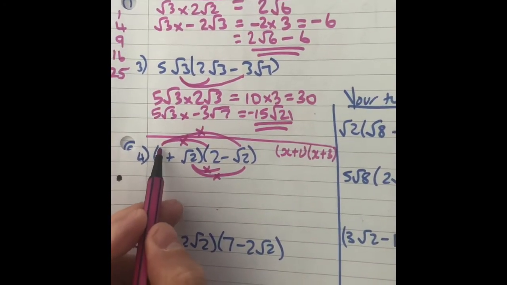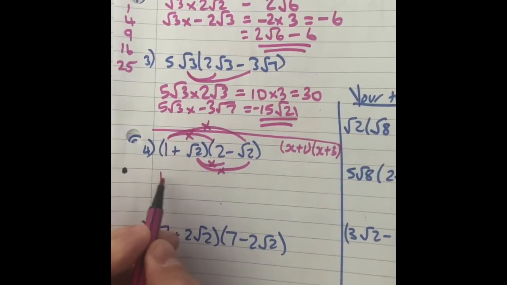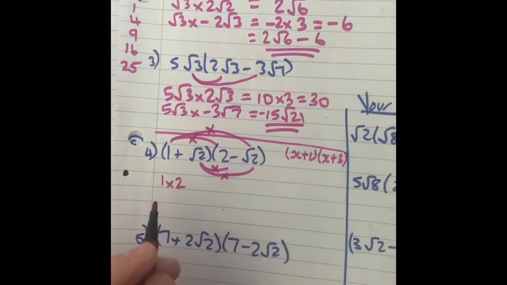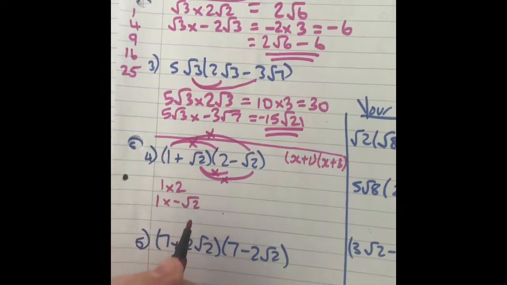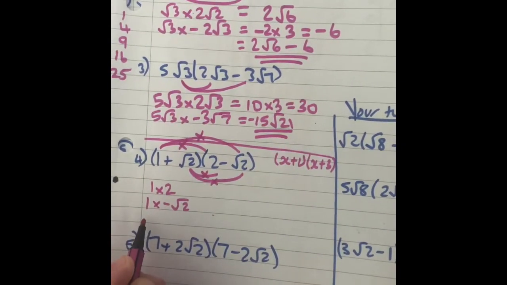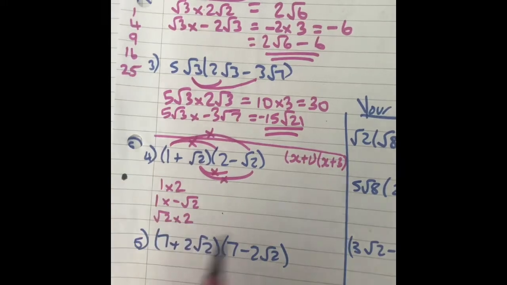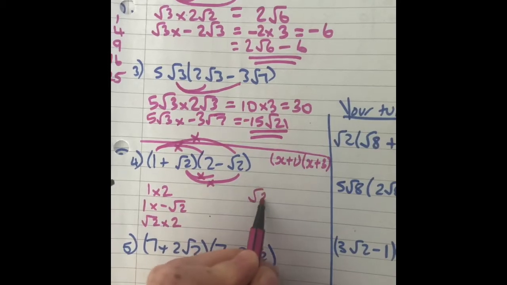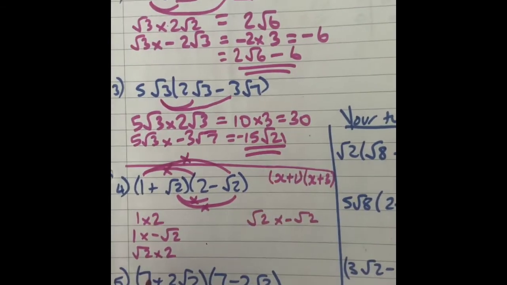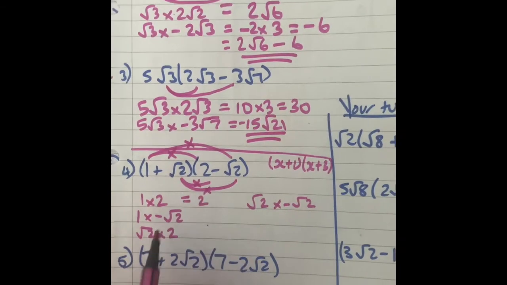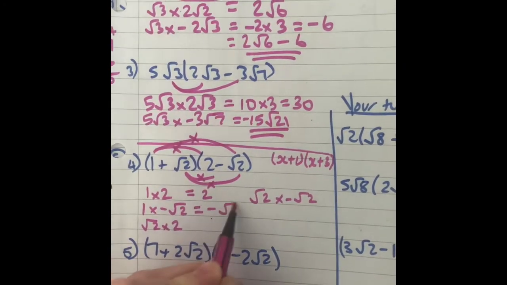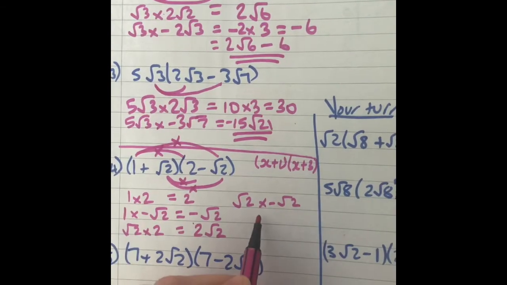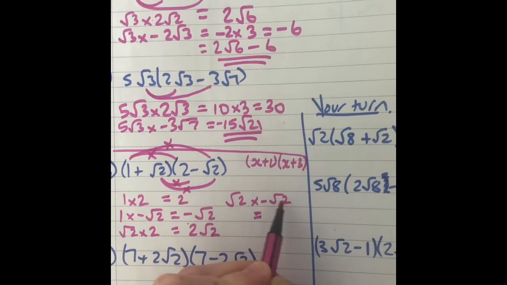So first one, 1 times 2. Next one, 1 times minus root 2. Next one, root 2 times 2. And the fourth one is root 2 times minus root 2. So first one, 1 times 2, 2. 1 times minus root 2 is minus root 2. Root 2 times 2 is 2 root 2. And the last one, minus root 2 times root 2.